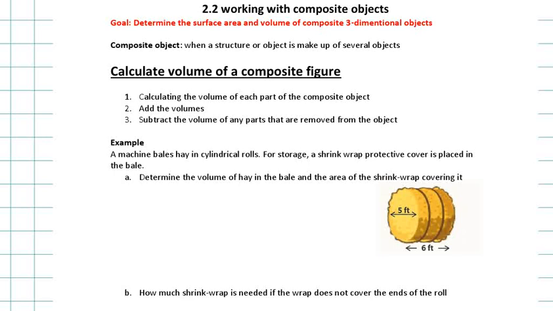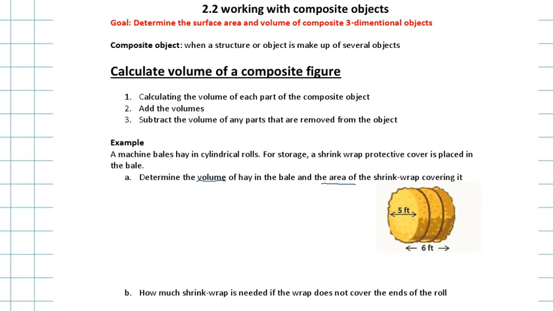So the first example says a machine bales hay in cylindrical rolls. For storage, a shrink wrap protective cover is placed on the bale. Determine the volume of hay in the bale and the area of the shrink wrap covering. So the question is asking you for two things: to determine the volume and to determine the area of the shrink wrap covering. So you have to find the volume first, and you have to find the surface area. Because remember, for a 3D figure, the area is the surface area.